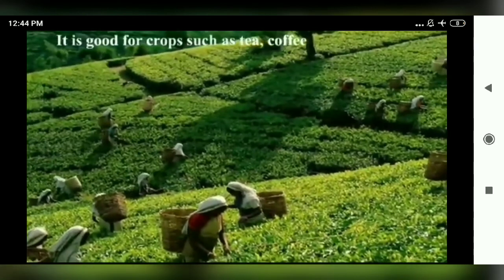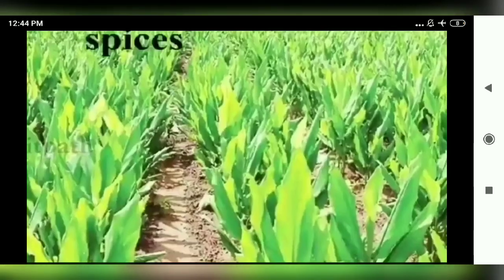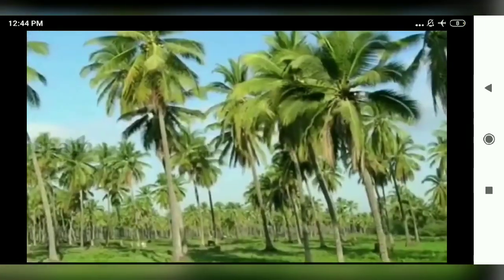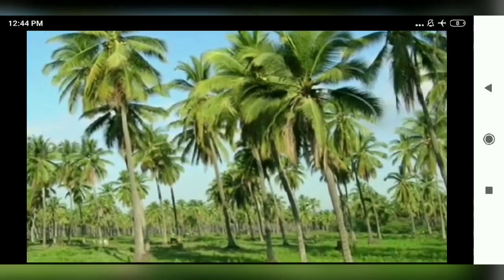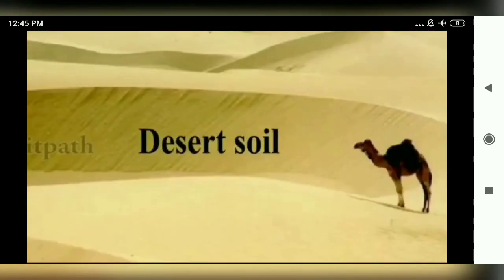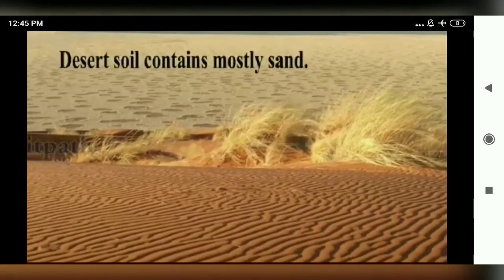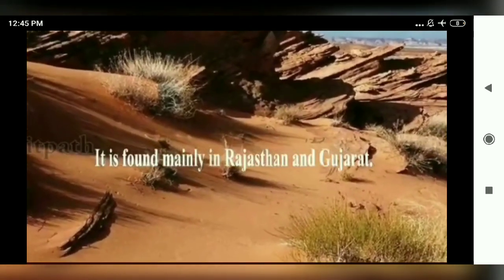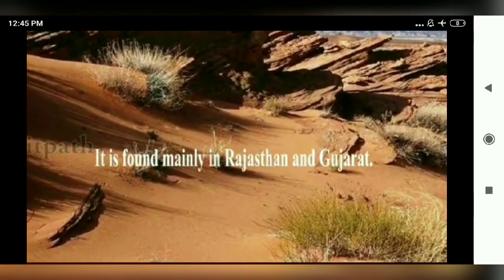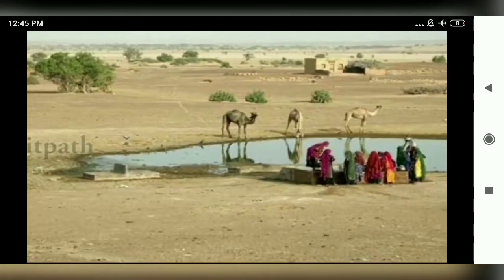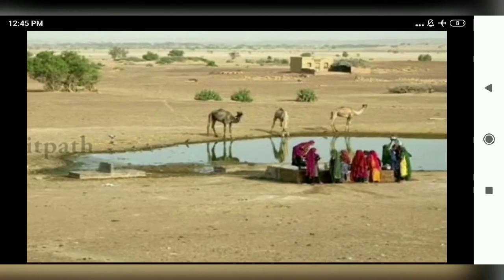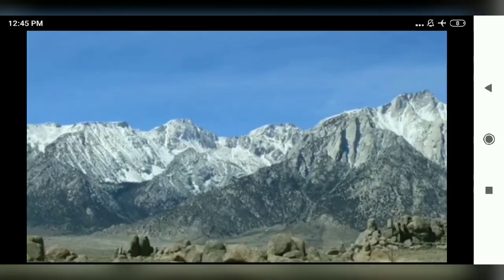And in this region you can grow crops such as tea, coffee, as well as spices, coconut, as well as rubber plants. Moving on, we have the desert soil. You can just see how sandy it is. Because of this nature, it's not able to grow crops. It is found mostly in Rajasthan and Gujarat, and also in some areas you will find places like this, where water is stagnant, but in a large area water is less in this region.